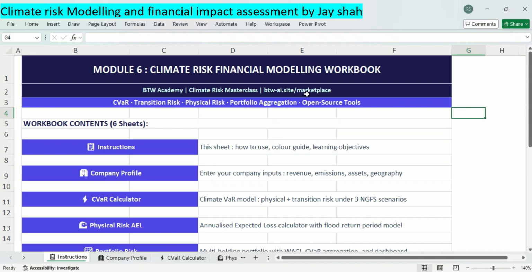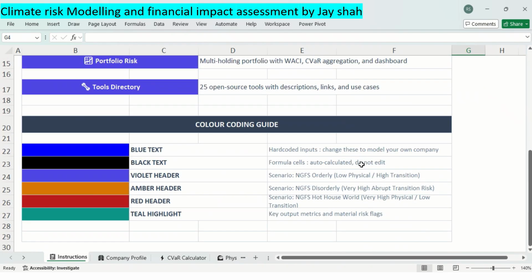So what does this sheet contain? Basically the instruction sheet has no formula. It is just a reference sheet, and it contains the workbook title, module, as well as a navigation map to all six sheets in this workbook, including one-line descriptions and also the color guidance that I have mentioned, which is essential for learners to understand blue versus black cells and how they work for the various other cells as well. Basically the learning objective is to practice by working through the model.